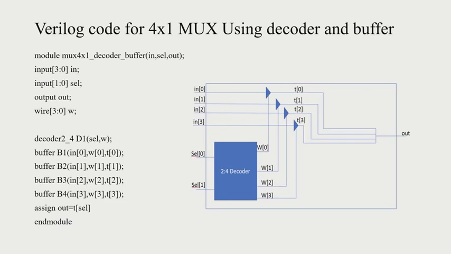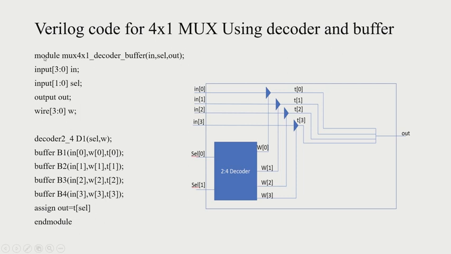So now we can implement a 4:1 multiplexer using decoders and buffers. For implementation of this 4:1 multiplexer, we just have to instantiate these modules in the 4:1 multiplexer module. So how can we instantiate these modules? For instantiation, first we will see how the 4:1 multiplexer module is written.